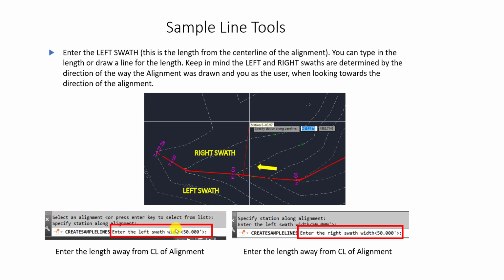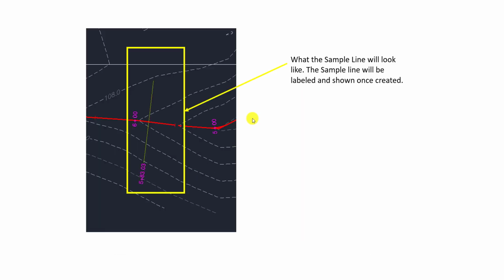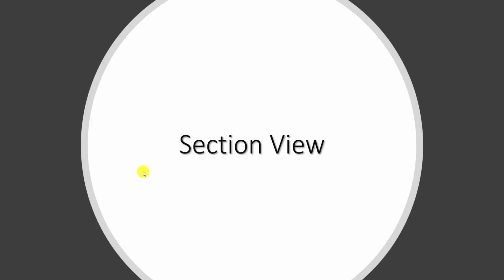In this case, the default is 50, so you can hit enter, or if you wanted it smaller, or if you wanted it longer, you can go ahead and type in whatever you want. Or select the specific location on the screen itself. You can do that also. This is what the sample line will look like. So in order to show this, you have to do a section view, just like you did a profile view.